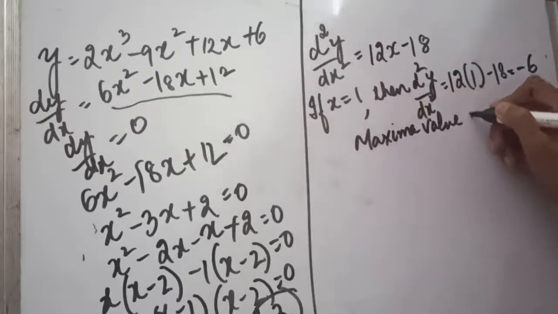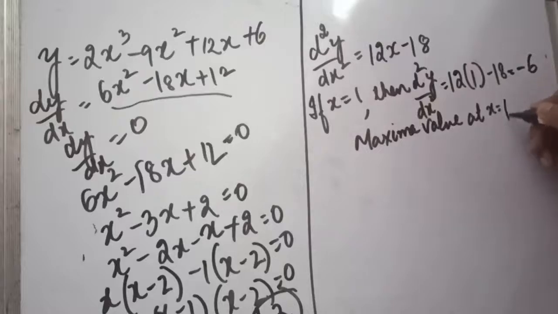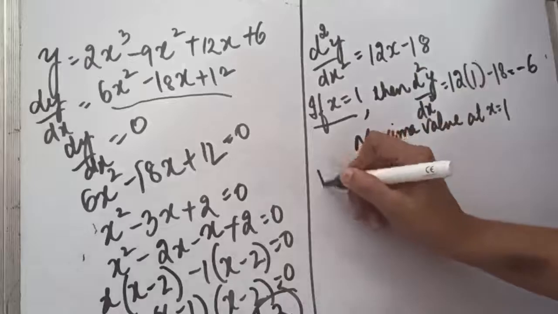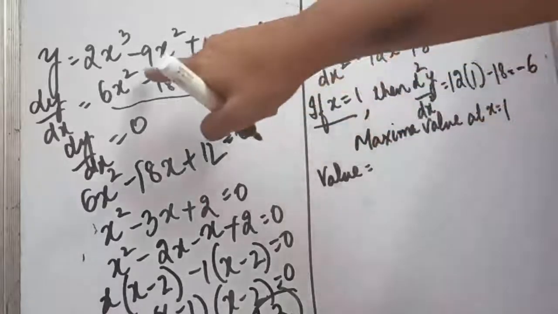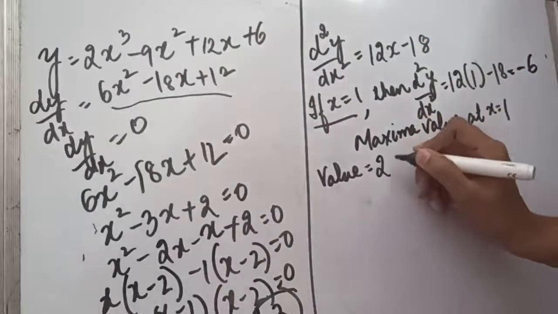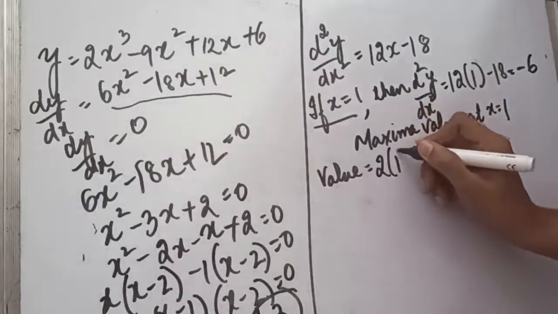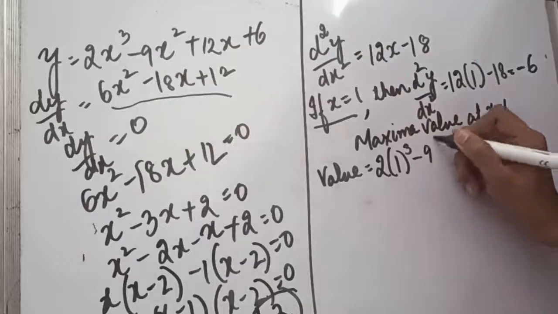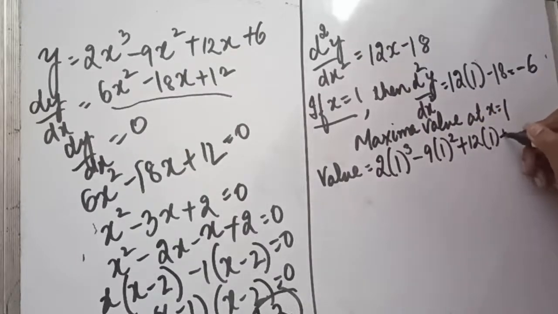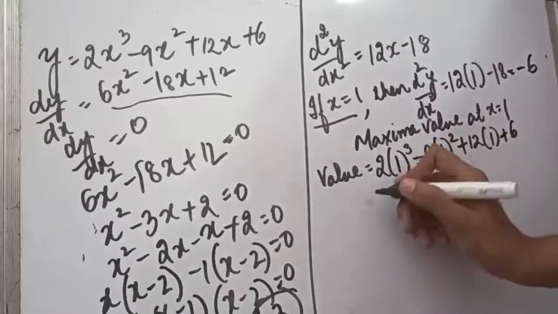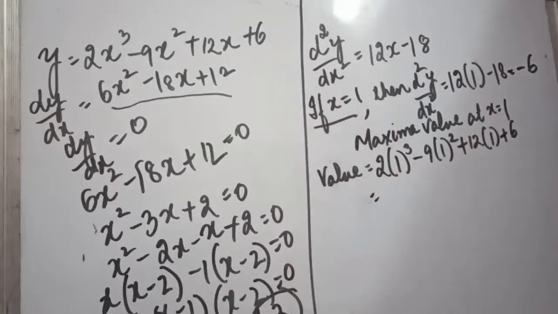Where is it the maxima value? At x equals 1. When x is equal to 1, we are getting a maxima value. Now what is that value? Now we will fill this x equals 1 in our main question. So 2(1)³ − 9(1)² + 12(1) + 6. So it will be 2 − 9 + 12 + 6, that is 11. This is the first answer that we have got.